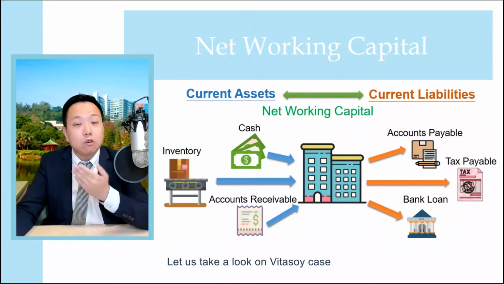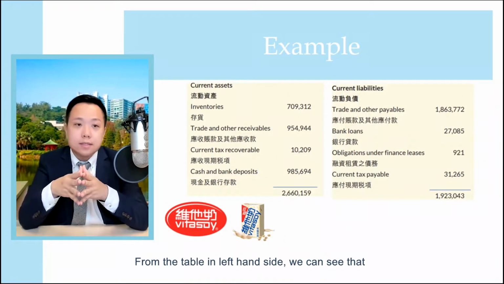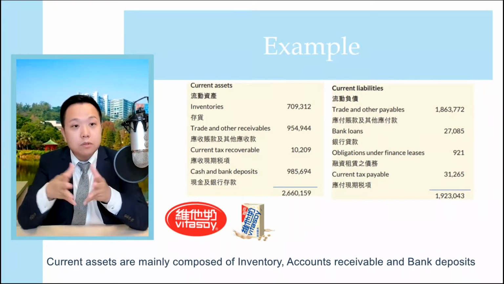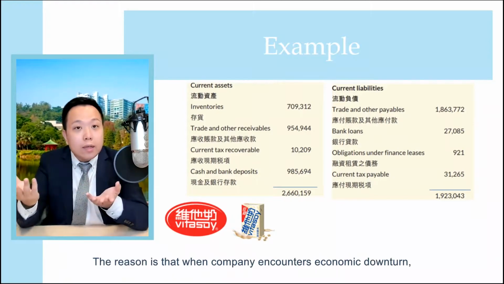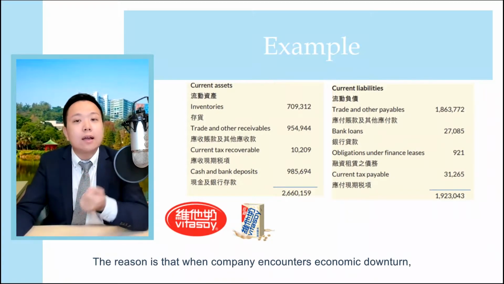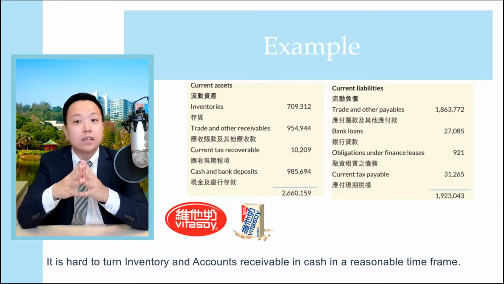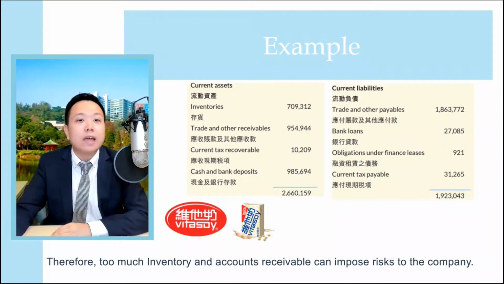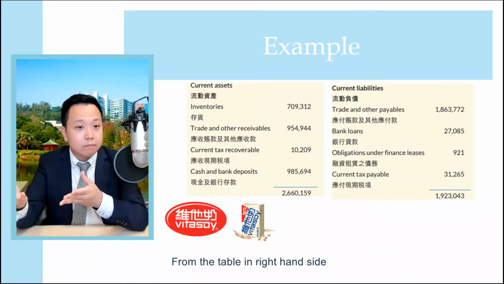So let us take a look at the Whitesoil case. From the table on the left-hand side, we can see that the current assets are mainly composed of inventory, accounts receivable, and bank deposits. It's actually a good distribution. Why? The reason is that when a company encounters an economic downturn, it's hard to turn inventory and accounts receivable into cash in a reasonable time frame. In addition, it will lead to overstocking and an increase in bad debt. Therefore, too much inventory and accounts receivable can impose risk to the company.